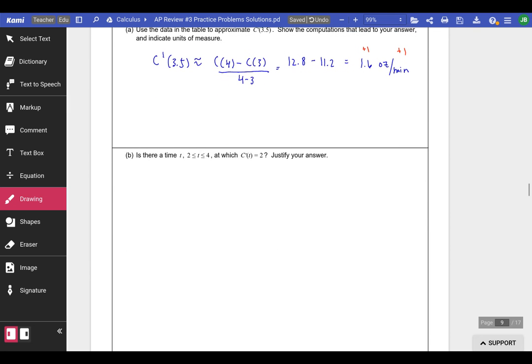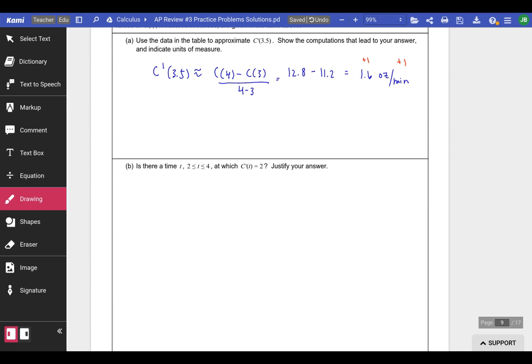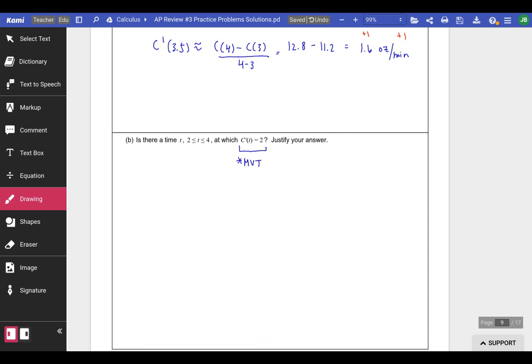For part B, they ask: is there a time t in the interval 2 to 4 at which C prime of t equals 2? They're asking you to justify your answer. They're asking us to guarantee that a function has a particular slope, and hopefully you remember that is the MVT. For the MVT, there are a couple of conditions we have to show to be able to use it. So I'm going to make a note over here about the conditions we have to check.